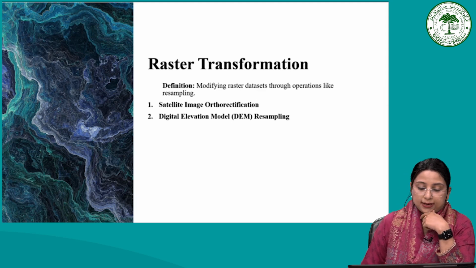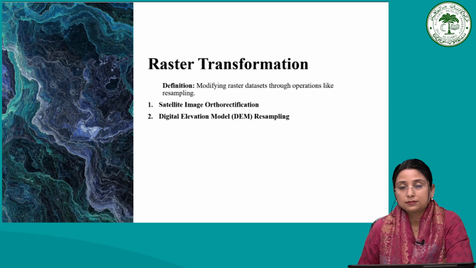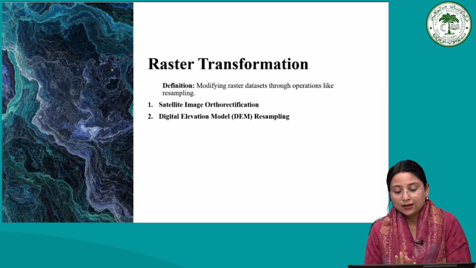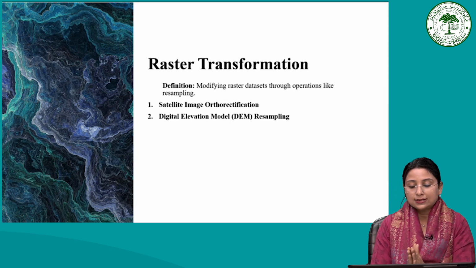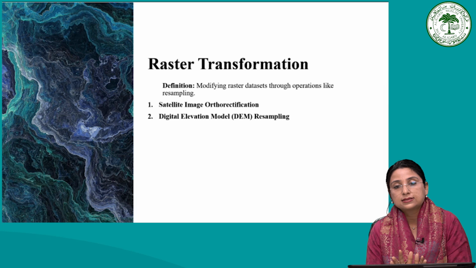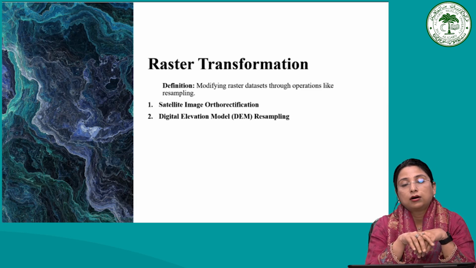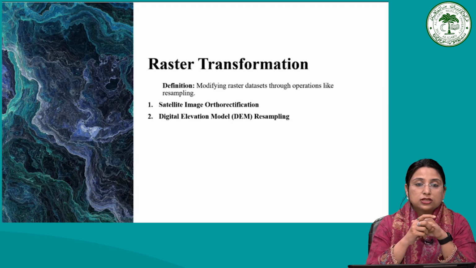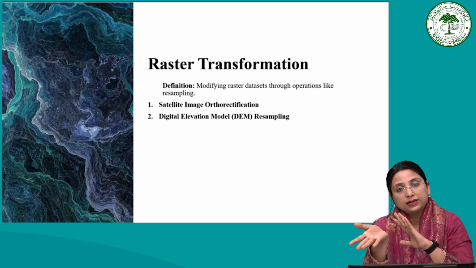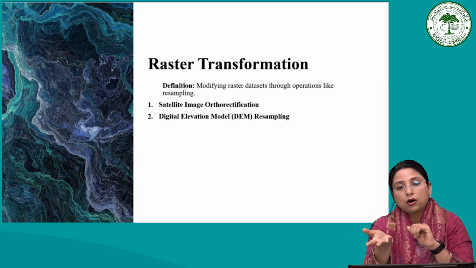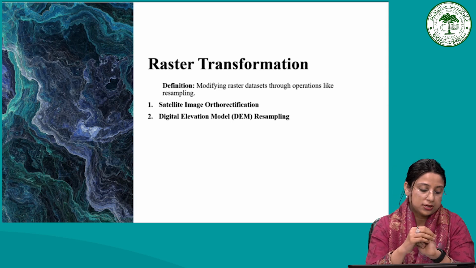So coming to another type, that is the raster transformation. We have studied what is vector data and what is raster data. Here the raster transformation simply means modifying the raster data sets through operations such as resampling, reprojecting, or through some sort of geometric adjustment.